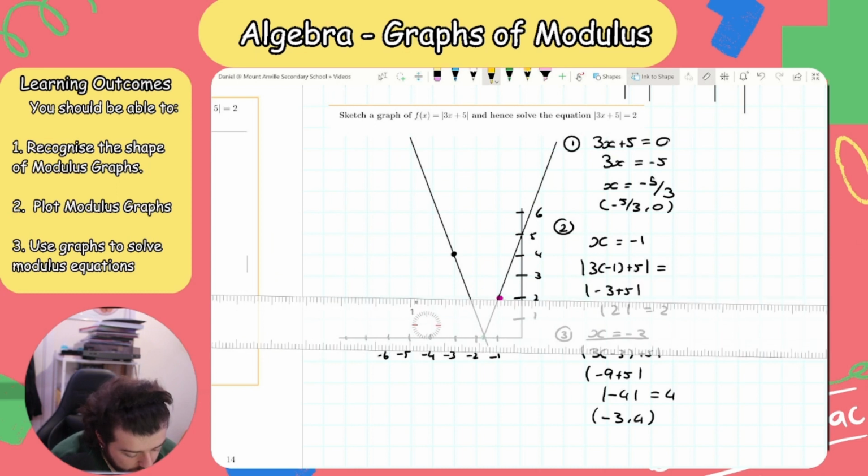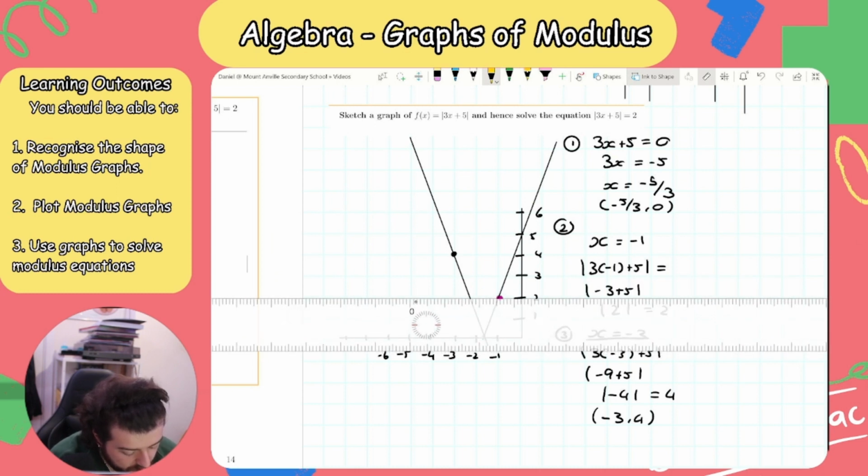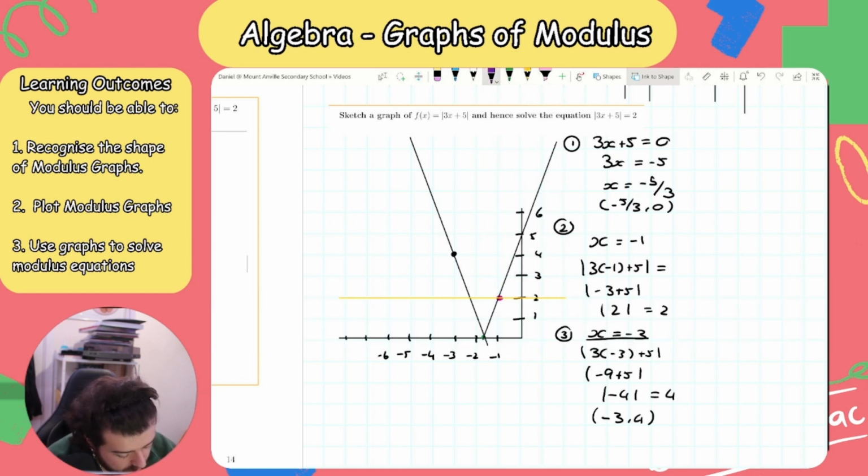So we go now to my y is equal to 2. Draw a line. Label the 2 points. That's here and like here. Go down and read them.